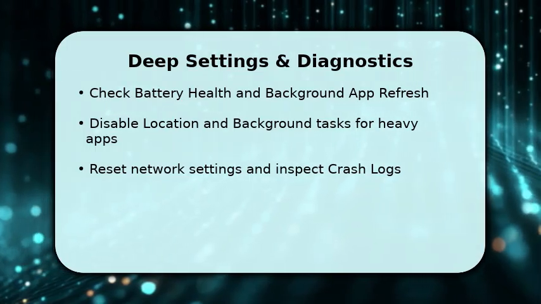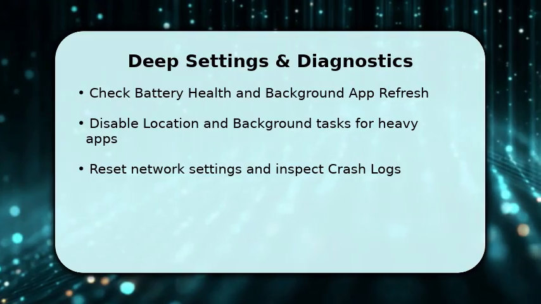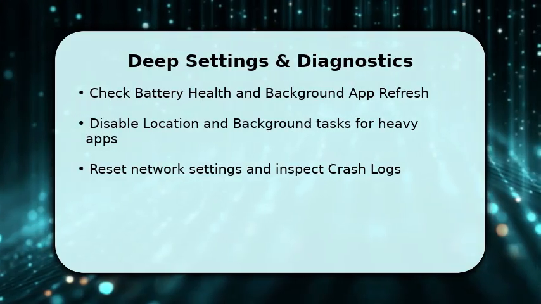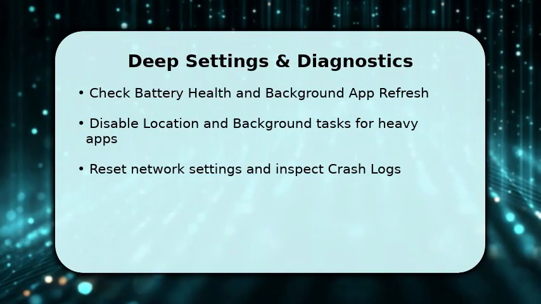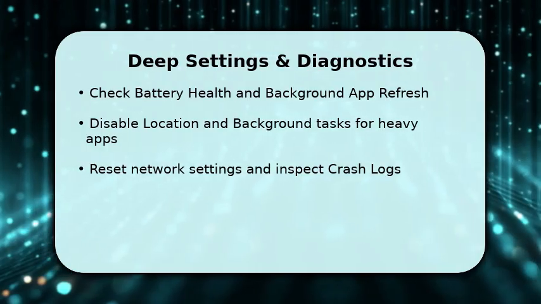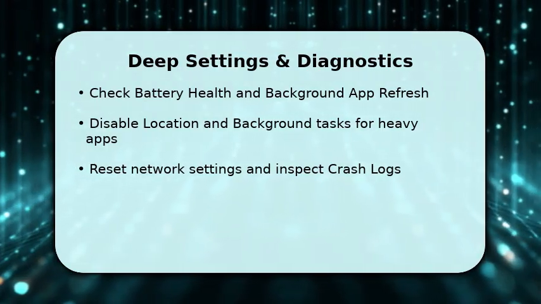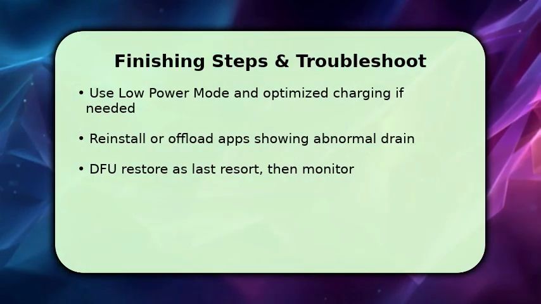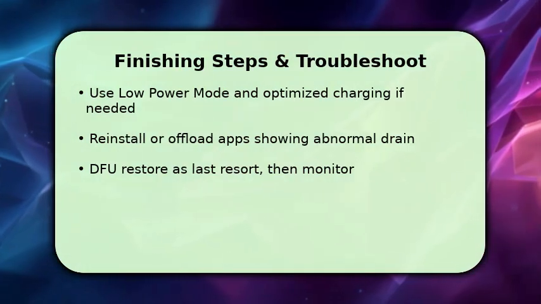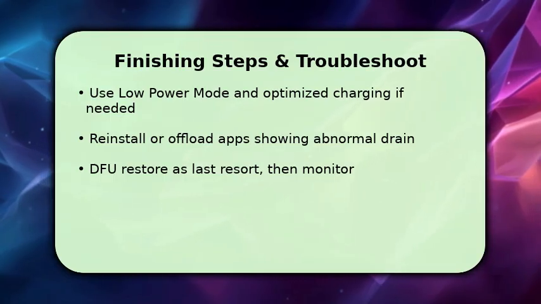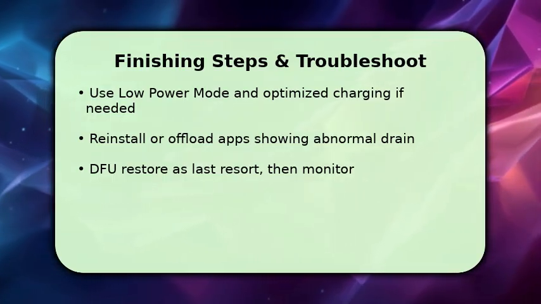Next, reset network settings if cellular or Wi-Fi tasks keep restarting, and review crash logs and analytics to find misbehaving daemon names. Make sure to test battery over a few charge cycles while monitoring app behavior to confirm progress. Finish by enabling low power mode and optimized battery charging so iOS limits background activity while learning your habits.